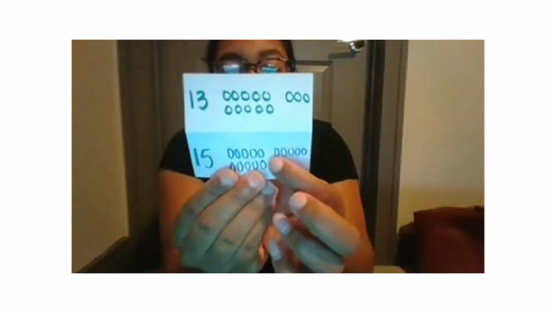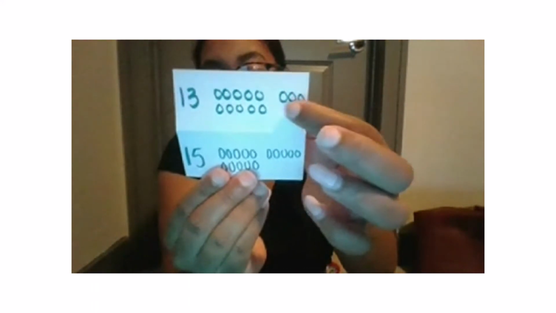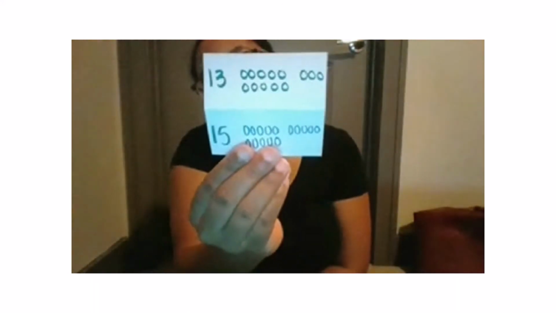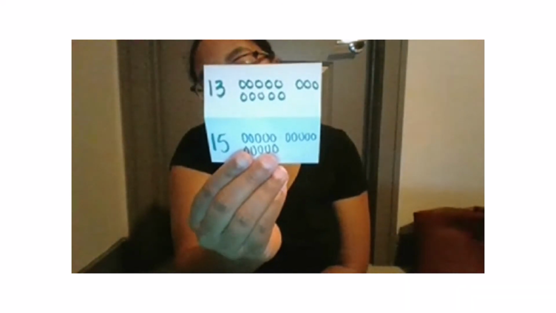Which number has more ones? So let's count our ones right here. 1, 2, 3, 4, 5. Let's count our ones right here. 1, 2, 3. Which number has more ones?